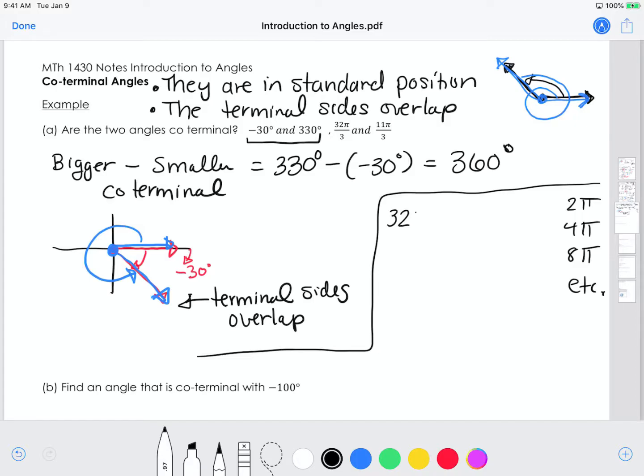So I'm going to take the bigger of the two and subtract the smaller. So I have 32 pi over 3 minus 11 pi over 3. My denominators are the same, so I don't have to come up with a common denominator. So I take 32 minus 11, and it's 21 pi over 3. If I reduce that, it would be 7 pi. So this is not a multiple of 2 pi, so these are not coterminal.